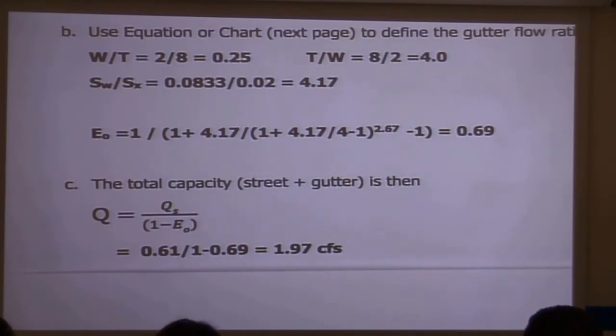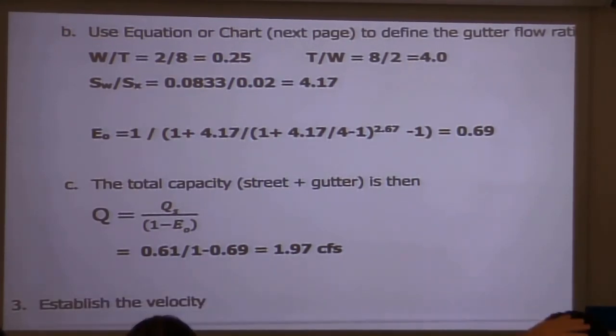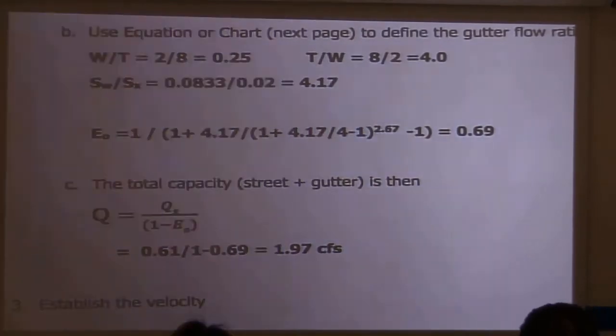Did you get that? 1.97? Off by 0.06 CFS. One did. So I would have just said 2. And what about the velocity?